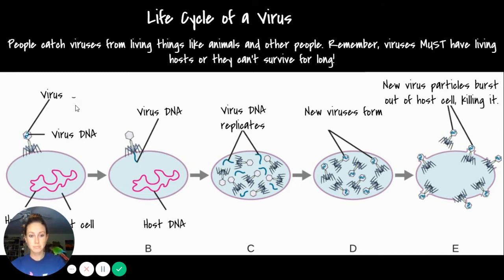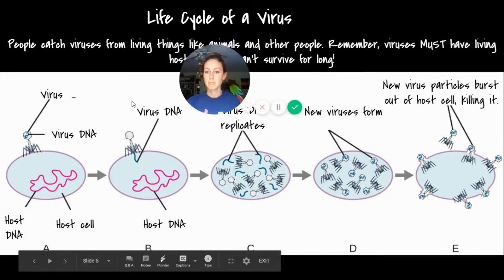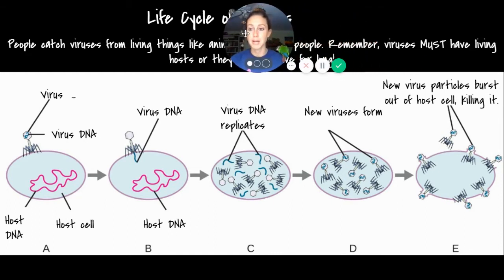a host. So what we're going to look at here is the way that they reproduce inside of a host cell. Okay, so what we're looking at here, like we've shown before, is a little virus called a bacteriophage. These only infect bacterial cells. I actually think they're pretty cute. They look like little aliens.